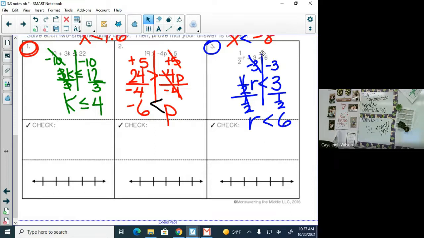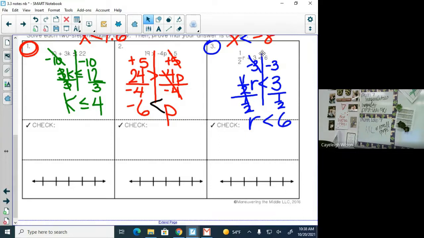So look, keep, change, flip. And what is 3 times 2? 6. 1 times 1 is 1, which is 6, which is where my 6 comes from. Because I keep, change, flip. Look, I'm multiplying by the reciprocal. You could have just multiplied by 2 here and got the same answer because 2 times 1/2 is canceled out.